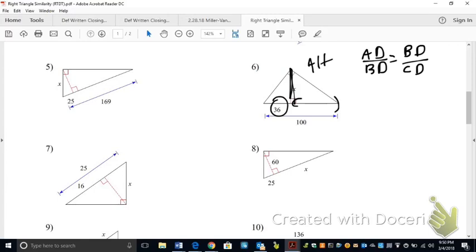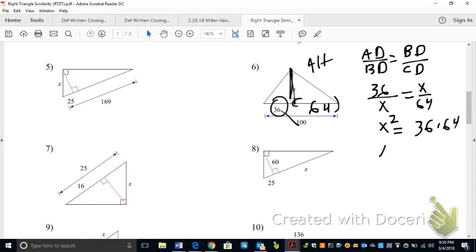Now we know that the altitude, BD, is the geometric mean of the two segments. Well, here we're given the entire length of the hypotenuse and one of the segments. So again, we can subtract and get the other one. 64. So that's going to give us 36 over x equals x over 64. Again, if I had a calculator, I'd just type it in and do this. But I know that I have x squared equals 36 times 64.